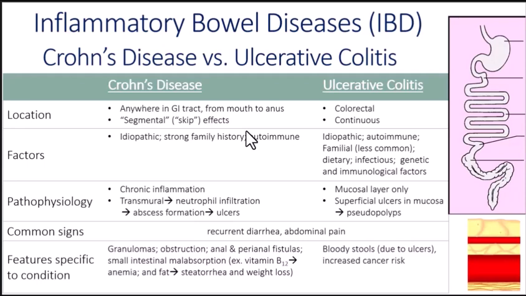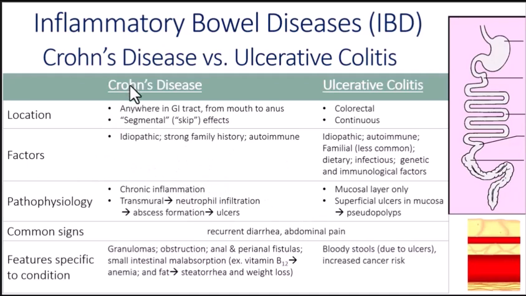But when we look at ulcerative colitis, this is going to be specifically affecting the colorectal region, and that's sort of in the name, the COL component, the colon. So only the colorectal region. And it doesn't have the skip effects. Instead, it's continuous. And we'll see an image of these on the next slide.